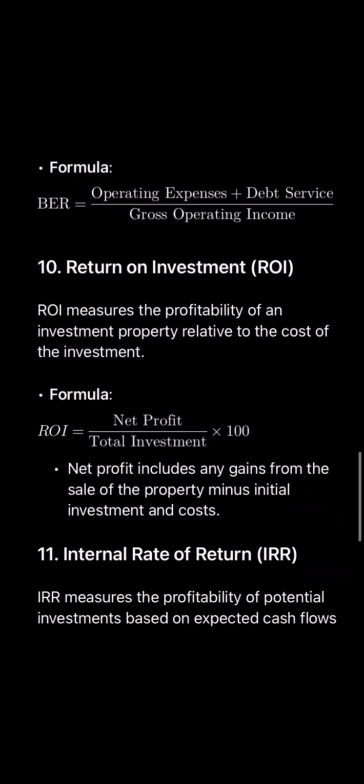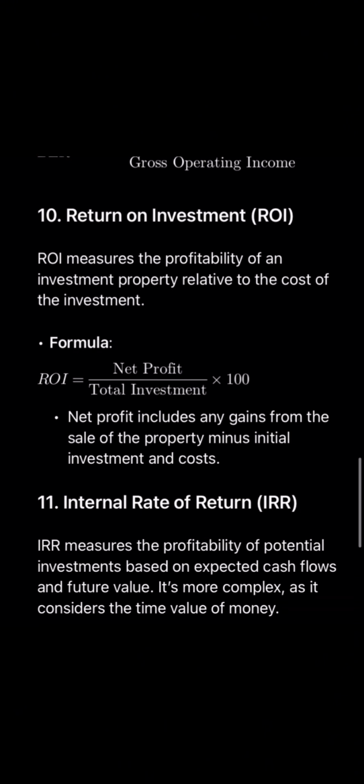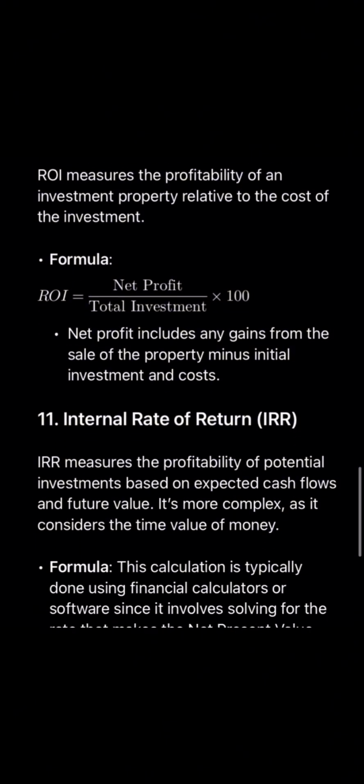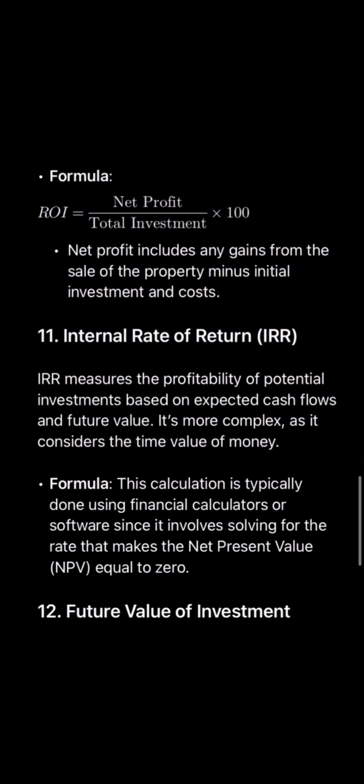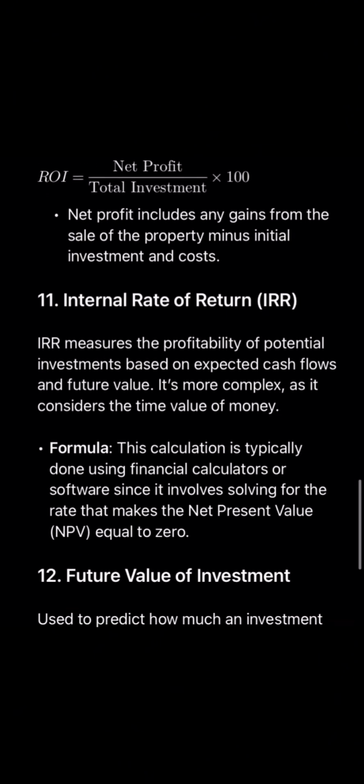10. Return on investment. ROI measures the profitability of an investment property relative to the cost of the investment. Formula: ROI = (net profit / total investment) × 100. Net profit includes any gains from the sale of the property minus initial investment and costs.